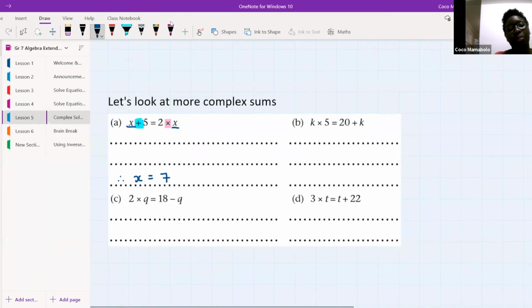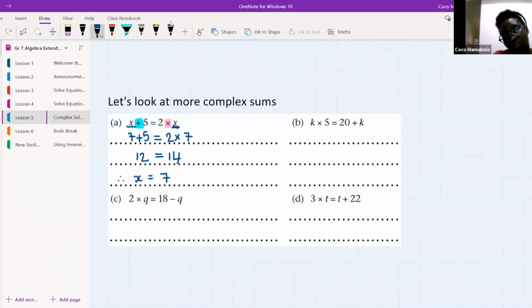Do this with me, Nkanyiso. I'm going to write X as 7. So I'm going to get 7 plus 5. How much is 7 plus 5 going to give us? 12. Good. 12 is equal to 2 times, and I see another X, so I'm going to replace it with 7. What's 2 times 7? 14. Oh, it's not the same. Is 12 equal to 14?